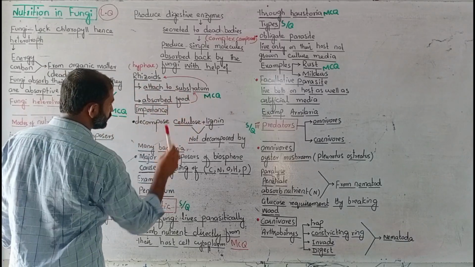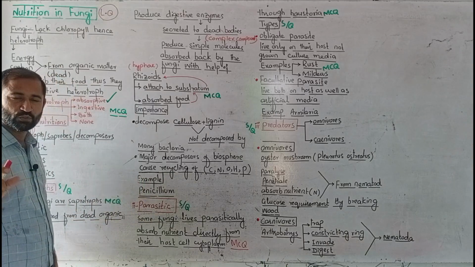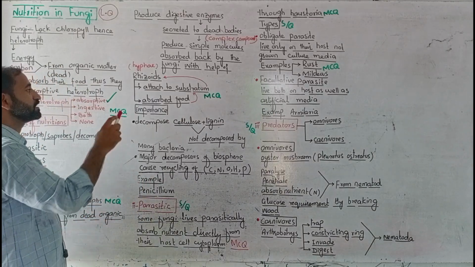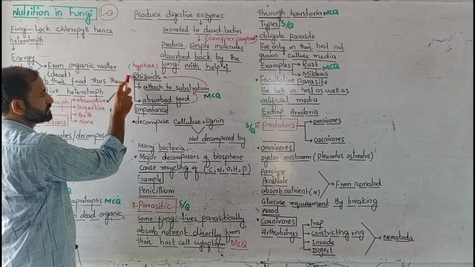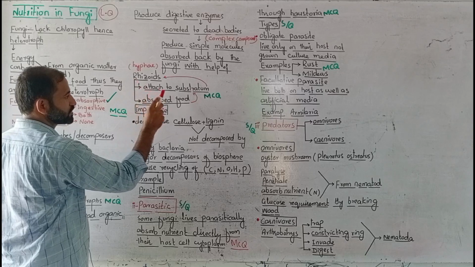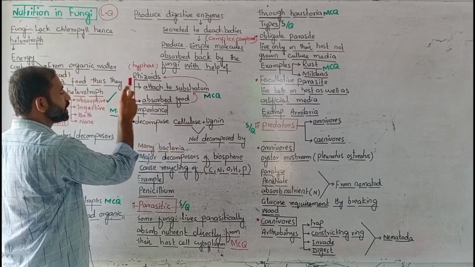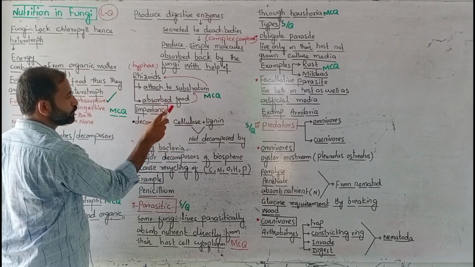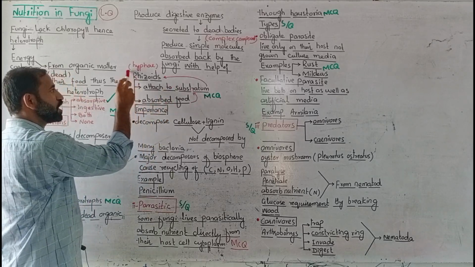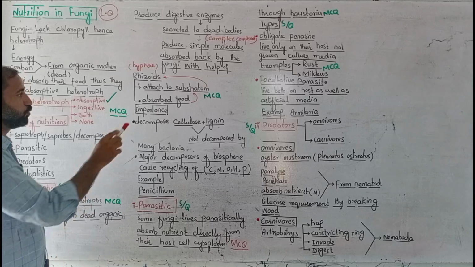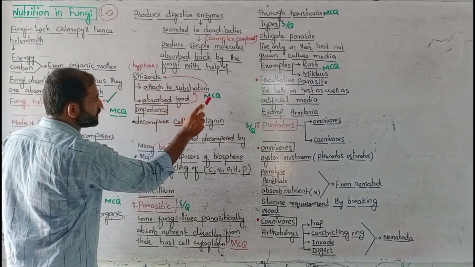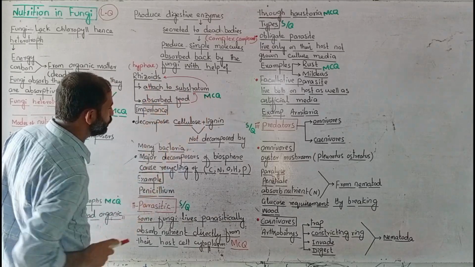This is also an MCQ. The line in your topic is confusing, so make two points there: rhizoids attach to the substratum, number one, and rhizoids absorb food, that is number two. Both these functions are performed by rhizoids. This one is an MCQ, mark it in your book.